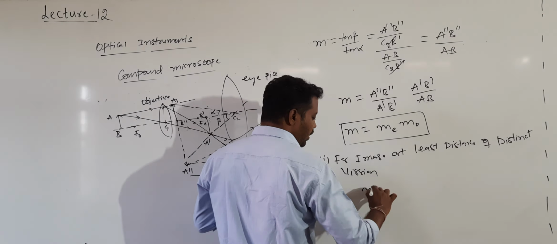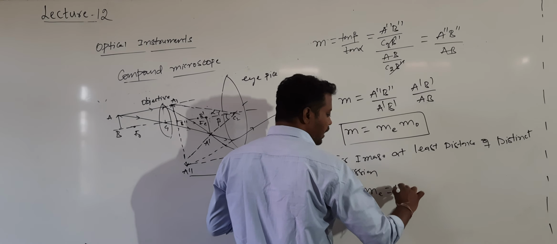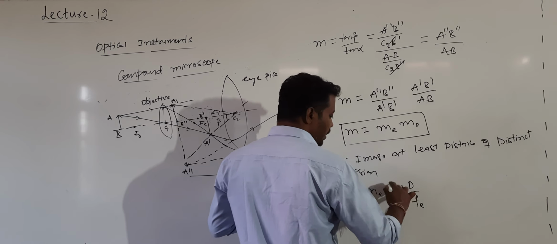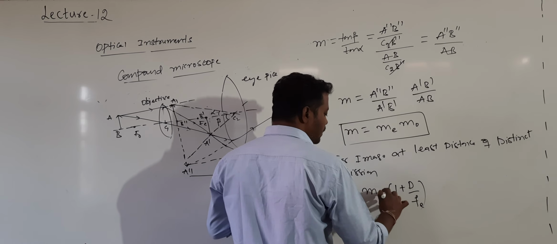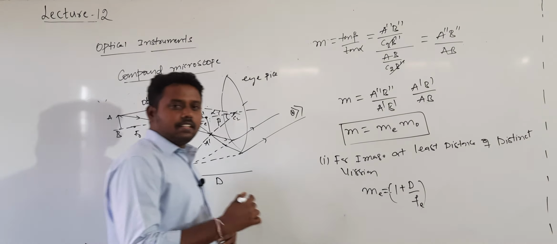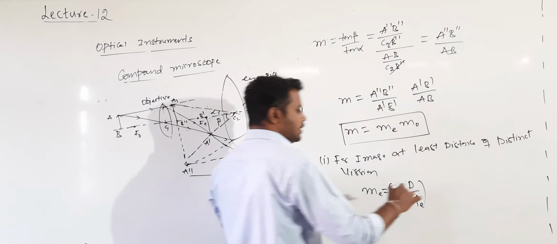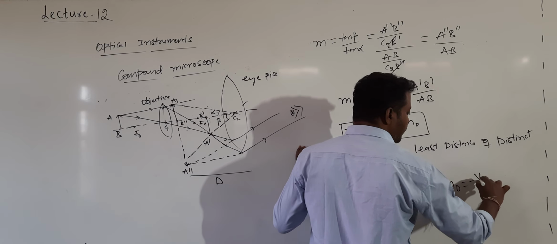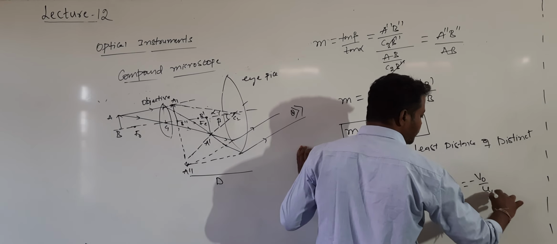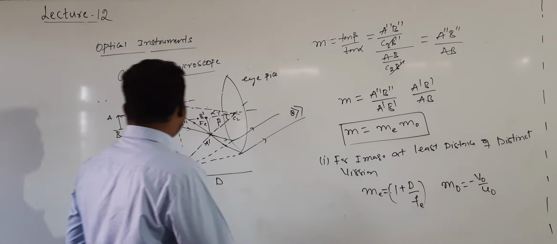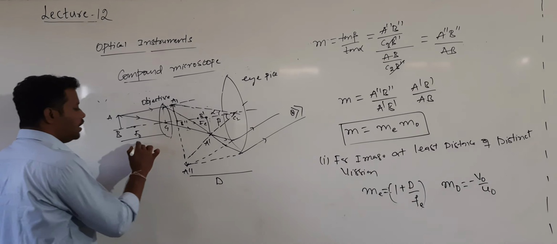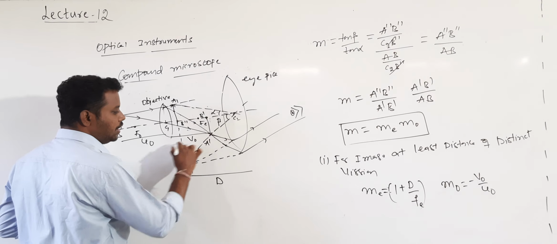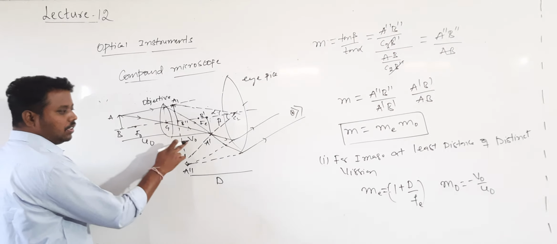Actually the magnifying power of the eyepiece, last time we derived, that value will be given by 1 plus d divided by fe. This is the magnifying power of the eyepiece for image at the least distance of distinct vision. And similarly, what is the magnifying power of the objective lens? That is given by minus v0 divided by u0. Correct? For this objective lens, the object distance is u0, and the image distance is v0. u0 value minus, v0 value plus.